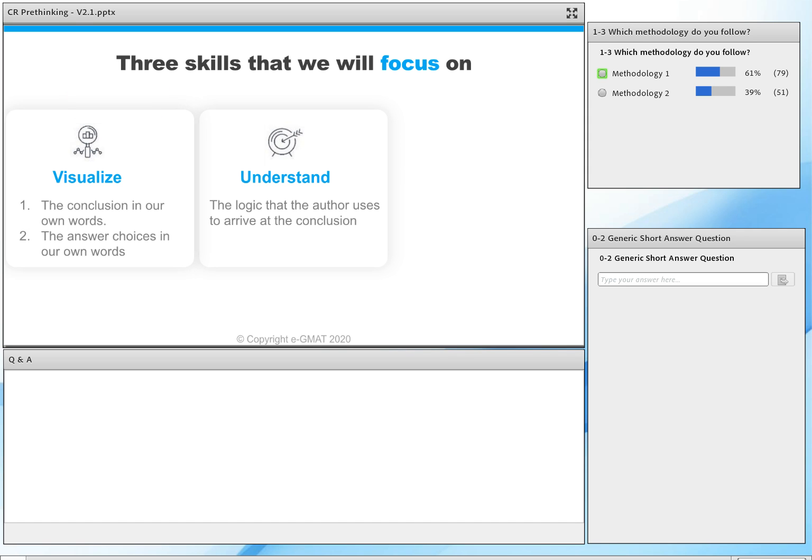The second thing is reading the argument properly, which means understanding the conclusion, yes, but also understanding the reasoning behind that conclusion.